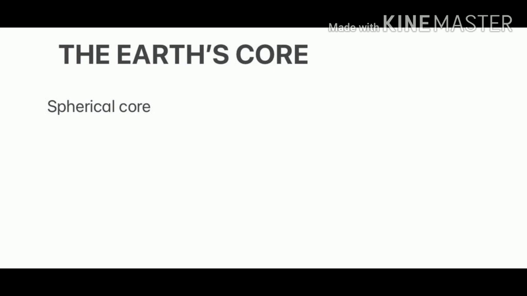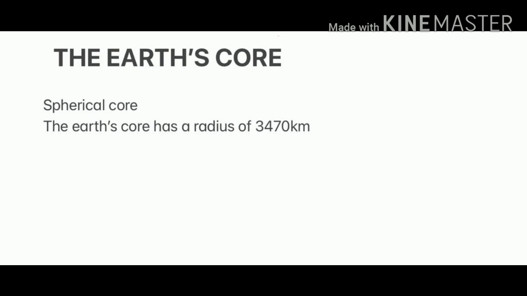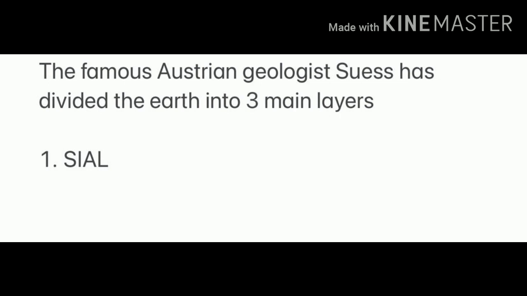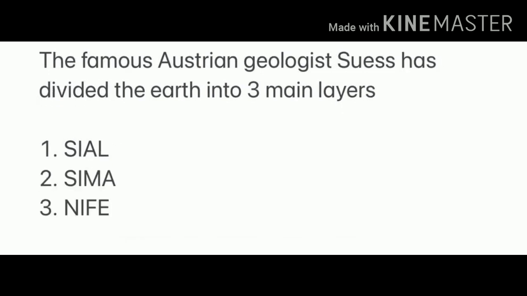After studying the extent of the shadow zone, it has been calculated that the Earth's core has a radius of 3,470 kilometers. Talking about the structure of the Earth's interior, the famous Austrian geologist Suess has divided the Earth into three main layers. Firstly, Sial. Number two, Sima. Number three, Nife.